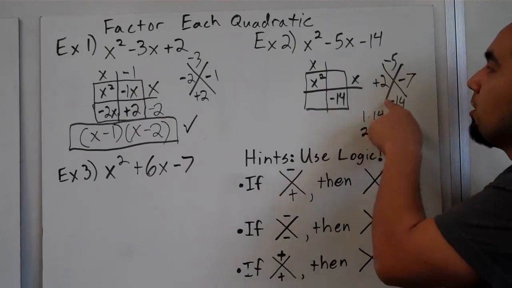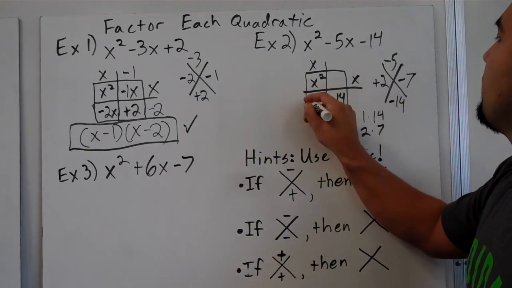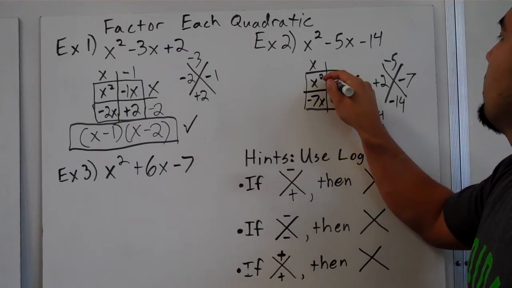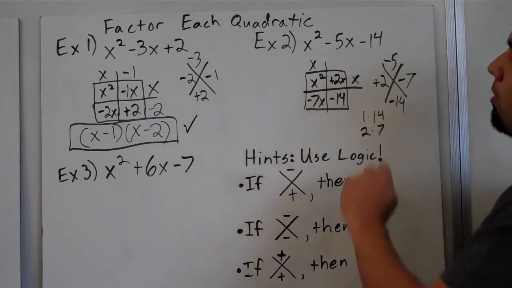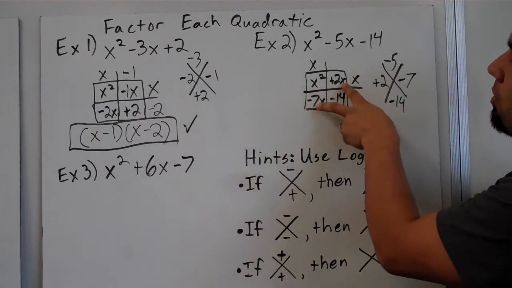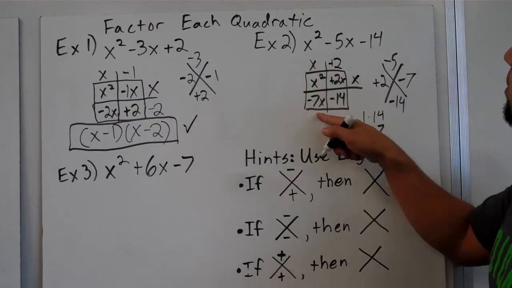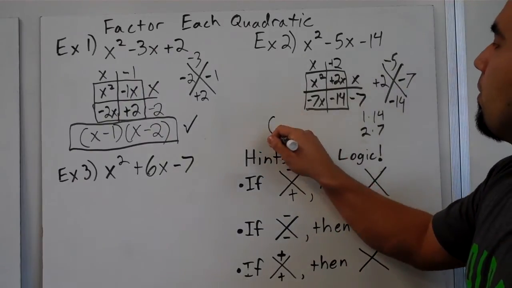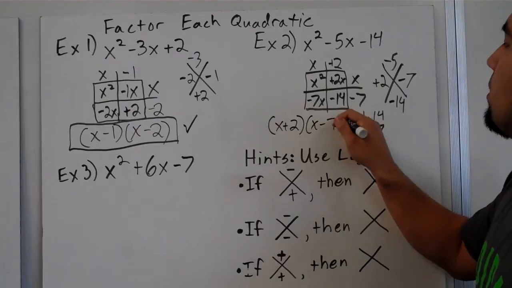So 2 and 7, again, doesn't matter which place I put them. This time I'll put the negative 7 down here. And again, I always make sure that I put the x because I know these middle terms always make the middle one. That's why I'm splitting that term into these two. And I know that this should be positive 2 and this should be negative 7. So again, writing my final answer, x plus 2, x minus 7.